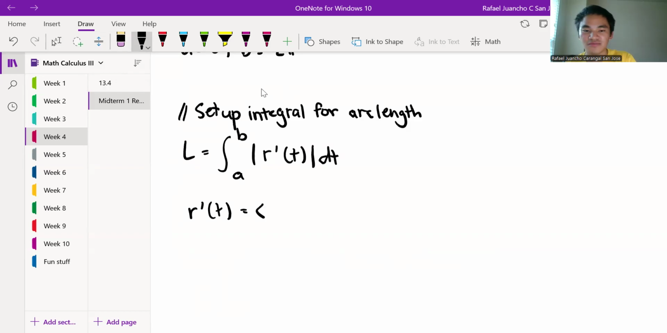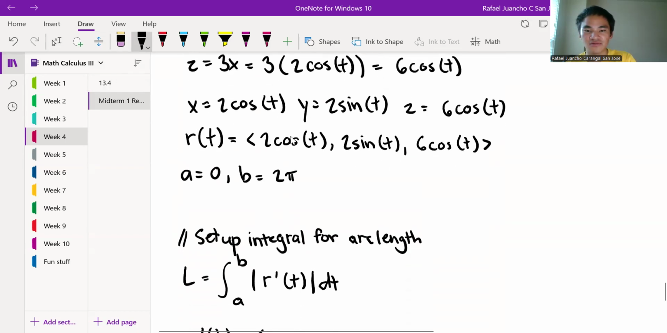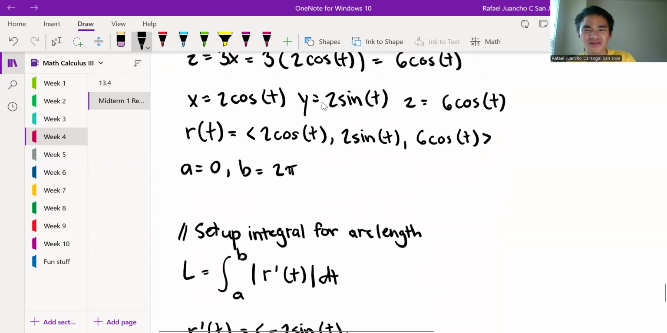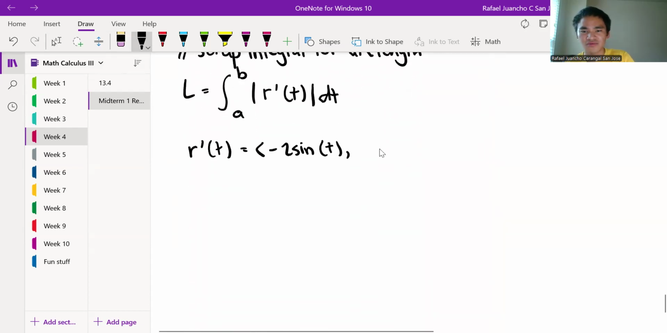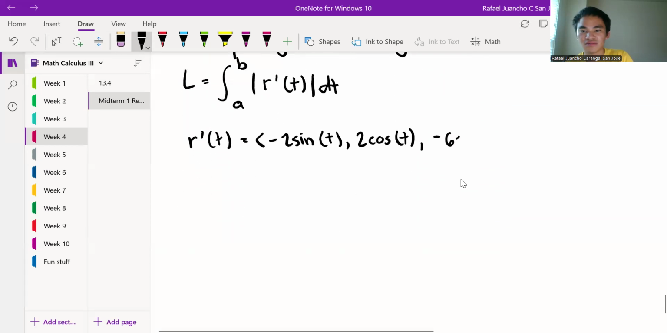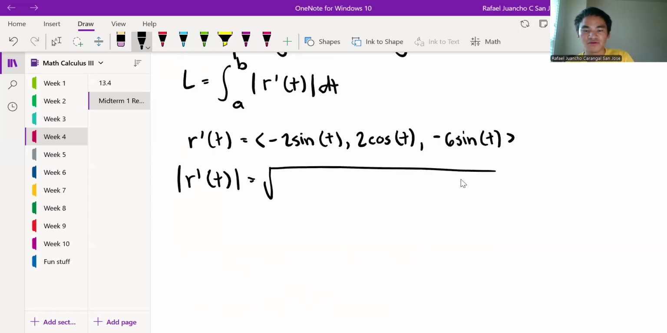So my tangent vector is minus 2 sine of t. Then the derivative of 2 sine t is 2 cosine t. And then we have another one, 6 cosine t, so that's negative 6 sine t. And this will give us, we can now get its magnitude. So this is the square root of all of this, right?